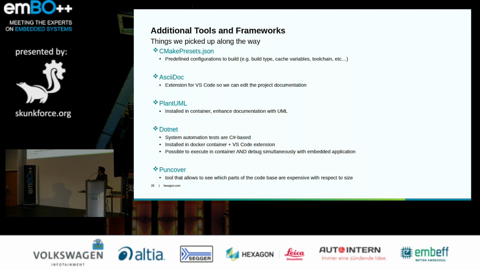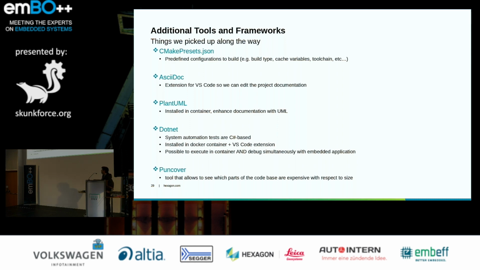I've mentioned it. The first thing was the CMake presets. These are just some predefined configurations to build: which build type, which cache variables, which toolchain. Then some other tooling that we have used for documentation purposes, just to make sure that graphs are in sync. So we've added AsciiDoc and PlantUML extensions to VS Code, and also installed the necessary libraries. So when you're working inside this container, you can also draw some nice graphs.